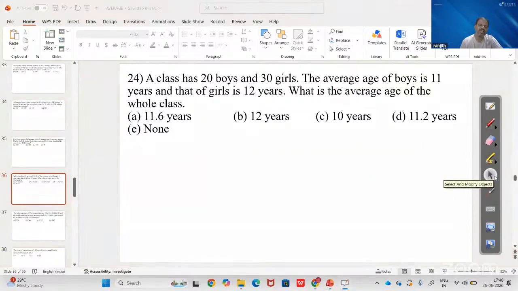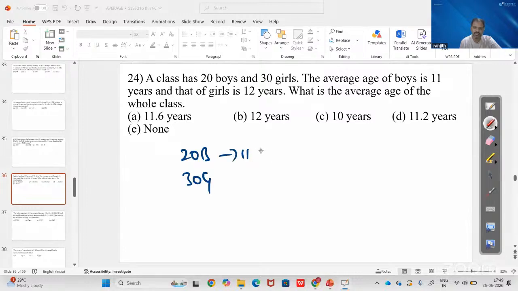This is a weighted average question. A class has 20 boys and 30 girls. The average age of boys is 11 years, girls is 12 years. What is the average age of the whole class? Weighted average will be equal to, so 20 boys and 30 girls. 20 boys will be equal to 11 years. 30 girls will be equal to 12 years.